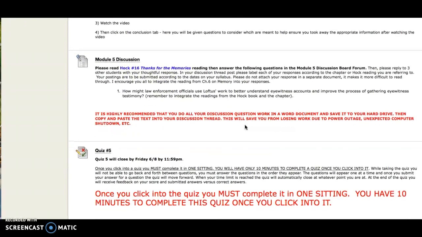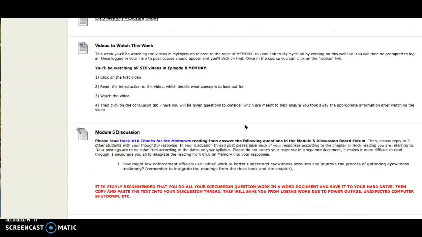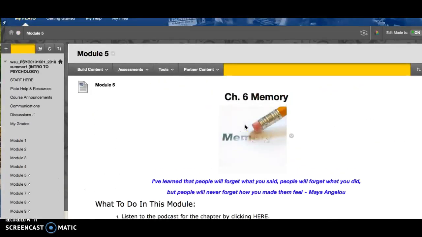All right, and then this module also has its quiz. Quiz closes by Friday. Again, standard format for the quiz, multiple choice tests. And that is it for Module 5.